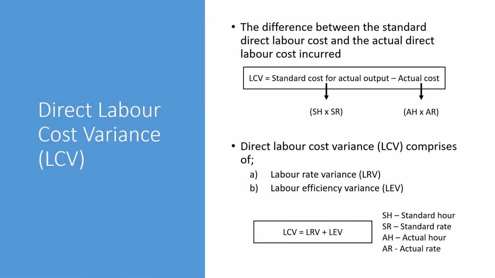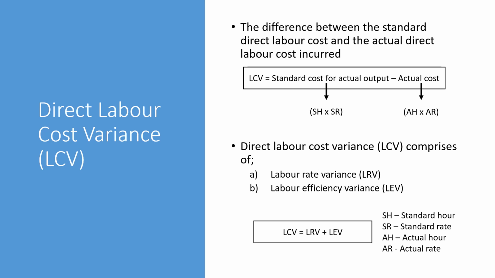Okay, so the direct labor cost variance, or LCV, is the difference between the standard direct labor cost and the actual direct labor cost incurred. The formula for labor cost variance (LCV) equals the standard cost for actual output, which is standard hours times standard rate, minus the actual cost, which is the actual hours times the actual rate.